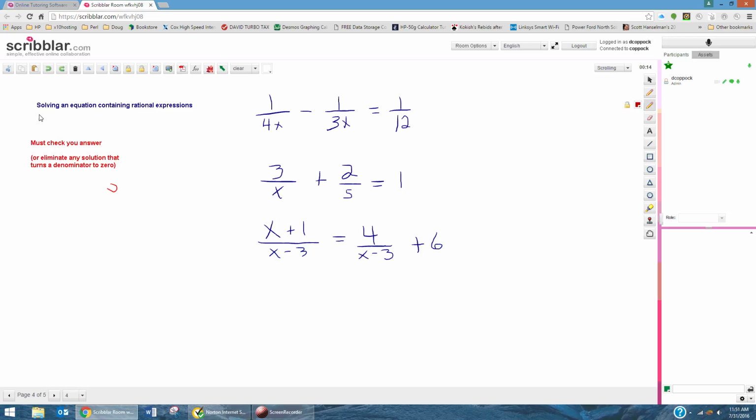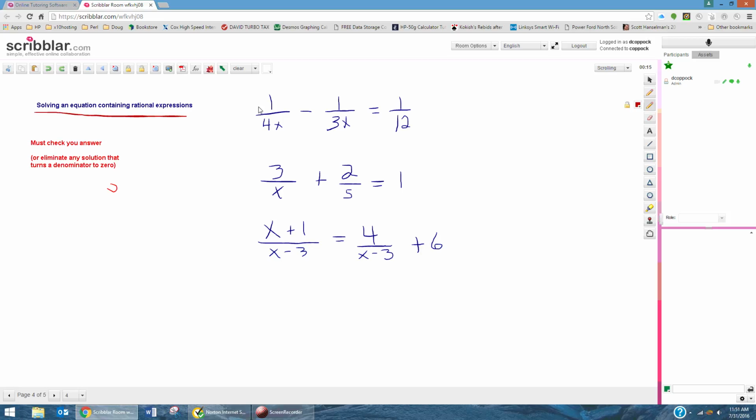Now, solving an equation containing rational expressions. These are equations because we're solving for x. And what we're going to do is multiply every term by the common denominator of all the denominators. And what will happen is that the fractions will disappear. But when you have an x in the denominator, or a variable in the denominator, you have to either check your answer, or you have to determine ahead of time what answers or solutions you will not accept.